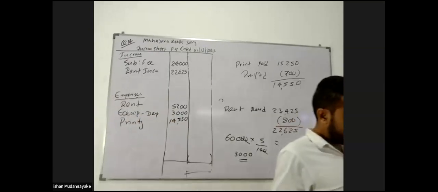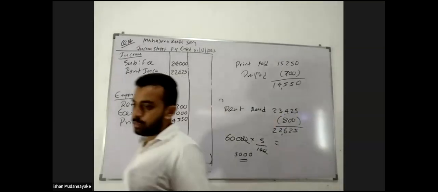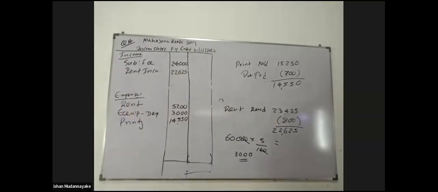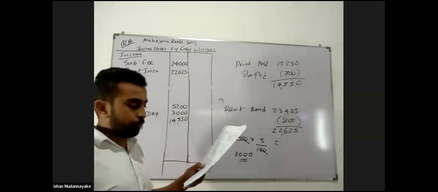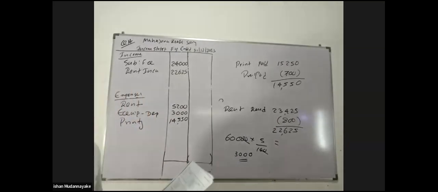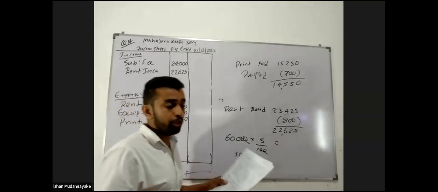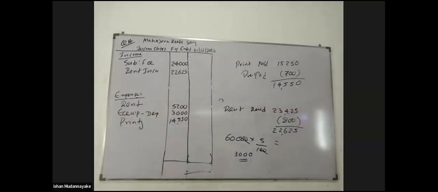Done. All the additional information we recorded. Now we need to go to the receipt and payment account. Opening cash balance means opening asset. No need to record it in the income statement.